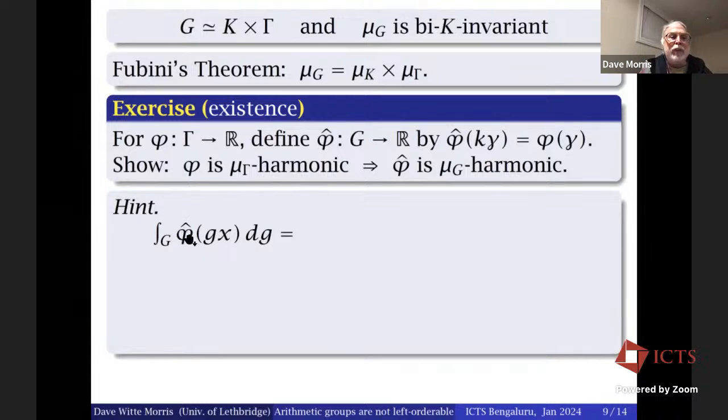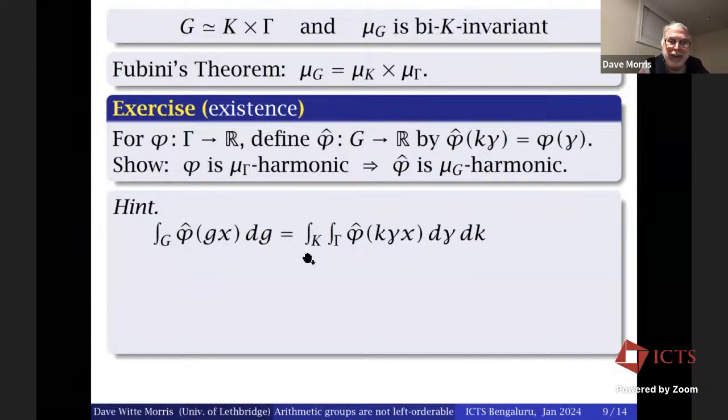So I'm trying to show that phi hat is harmonic. That exactly means that I want to show this integral is equal to phi hat of x. And I'm not bothering to write down mu sub g. Any integral with respect to g is with respect to the measure on g. But remember, the measure on g is a product. That means I can take this integral and turn it into a double integral. I can integrate over k and gamma separately if I let little g be k times gamma. So this is Fubini's theorem. It's telling us that I write the integral as a double integral.